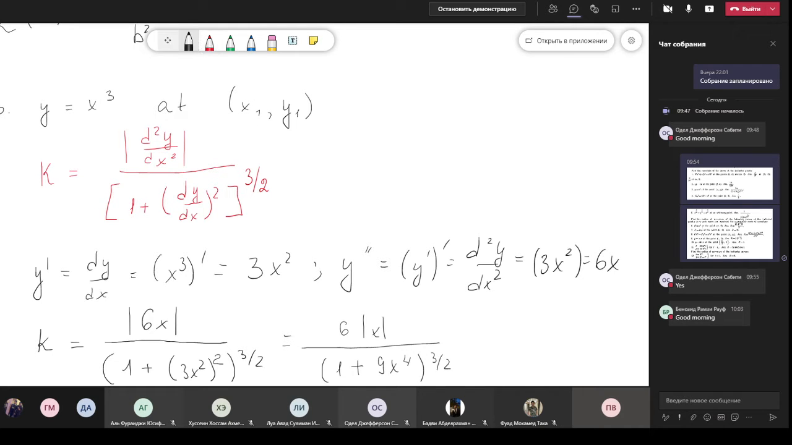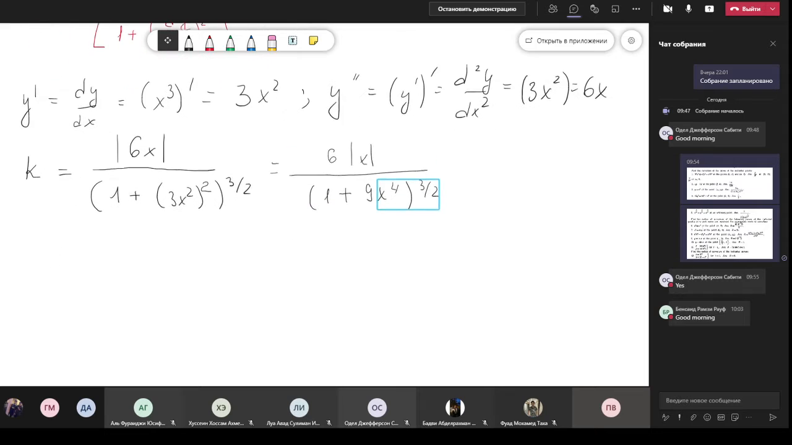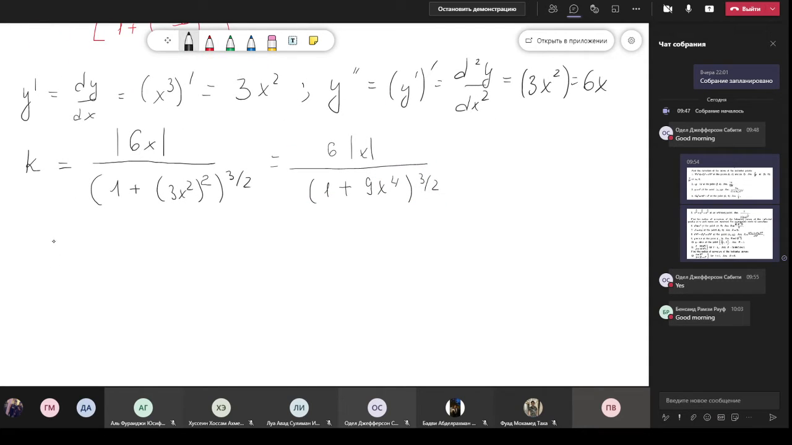Yes, good. And at the point x first, y first, we have k at the point x first, y first equals 6 modulus x first, and here 1 plus 9x first to the power of 4 and the power 3 over 2. Good. It is our answer.